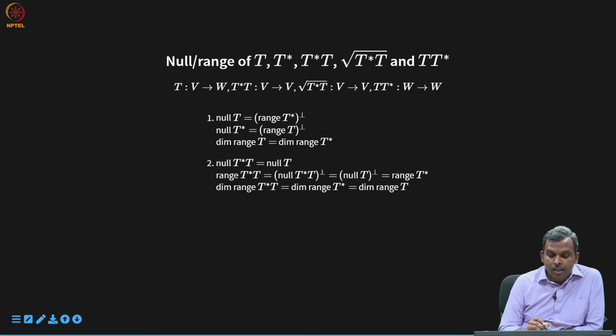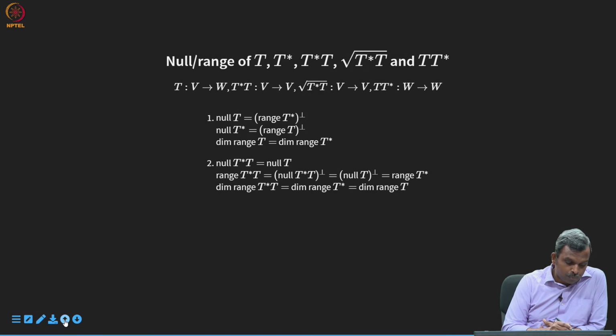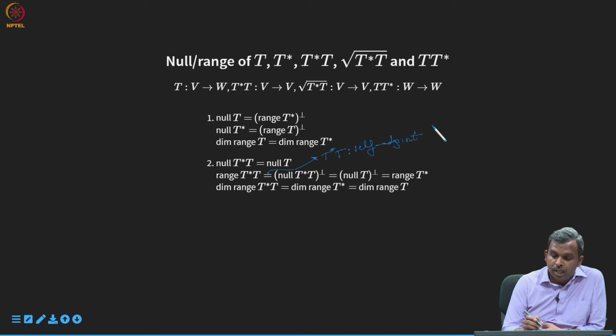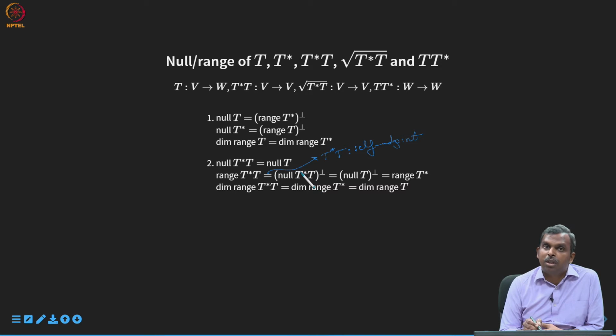So because of this, range of T star T will have to be null T star T orthogonal complement, right? Why is this true, by the way? The first part, why is this true? This is true because T star T is self-adjoint. Okay, so T star T is self-adjoint. Once you have a self-adjoint operator, its range is the orthogonal complement of its null.